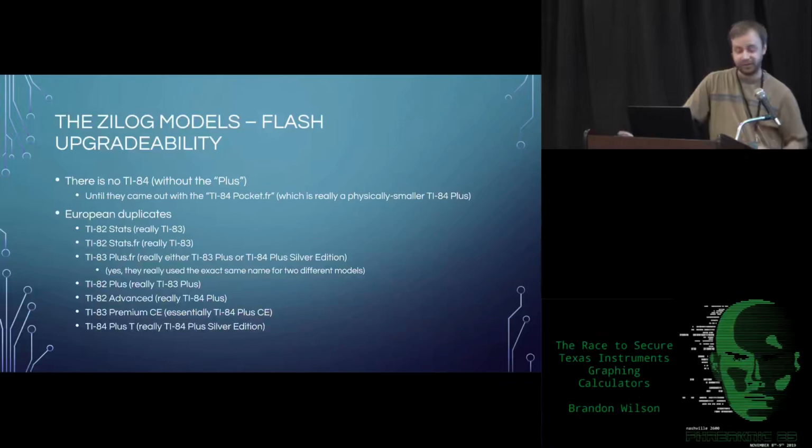And then there were all sorts of duplicates of the exact same calculator, so they just slapped a different name on it. So like the T82 Stats and T82 Stats.fr, FR means French, by the way, they're really just T83s. Then you have the T83 Plus.fr, which actually could be referring to two different calculators. They use the exact same name for two different calculators. One is just the T82 Plus, and then the other is the T84 Plus Silver Edition. Then there's the T82 Plus, which is just an 83 Plus, the exact same thing, they just put 2 on instead of 3. And then the T83 Premium CE, which is exactly the same as the T84 Plus CE. And then they made the T84 Plus T, T stands for test, but that's actually just the T84 Plus Silver Edition, so it's insane.